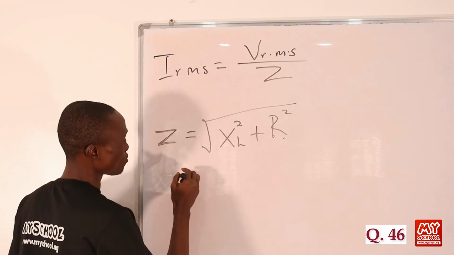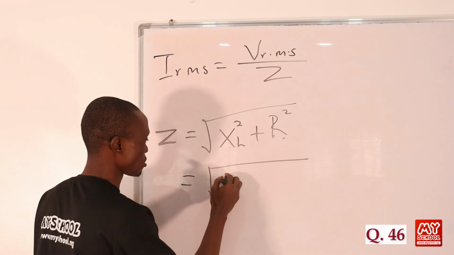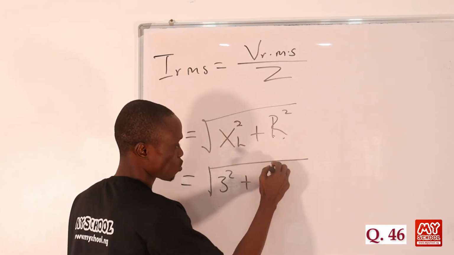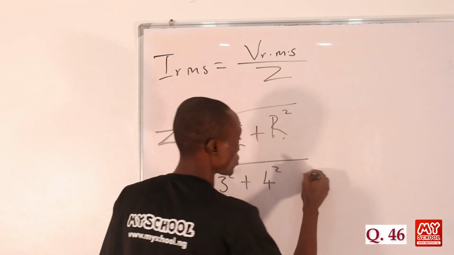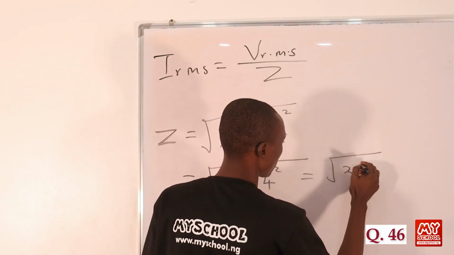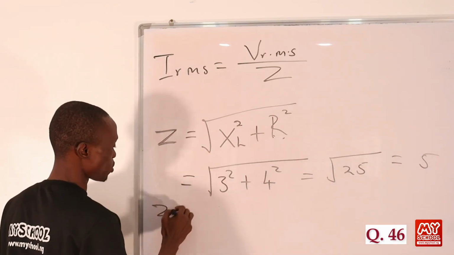Okay, so let's substitute the values that are given to us. So in this case, we'll be having 3 square plus 4 square, right? 3 square plus 4 square, which is 9 plus 16, and that will be equals to 25. So root 25, that will be equals to 5, right? So we already know our Z to be equals to 5.